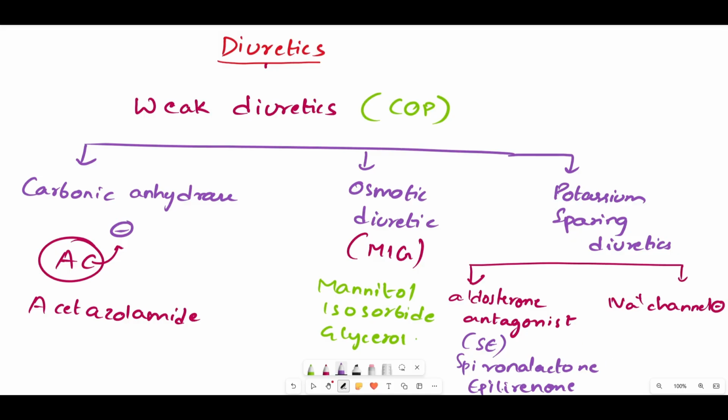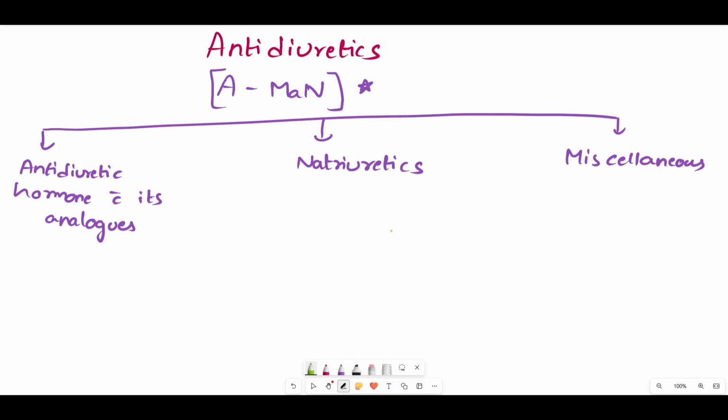Spironolactone and eplerenone. Then coming to the sodium channel blockers, just remember it as AT, where A means it is amiloride, T means it is triamterene. Amiloride and triamterene are the examples under the sodium channel blockers, which come under potassium sparing diuretics, which is again divided into aldosterone antagonists, where you can see spironolactone and eplerenone. So let's get into the antidiuretics classification.